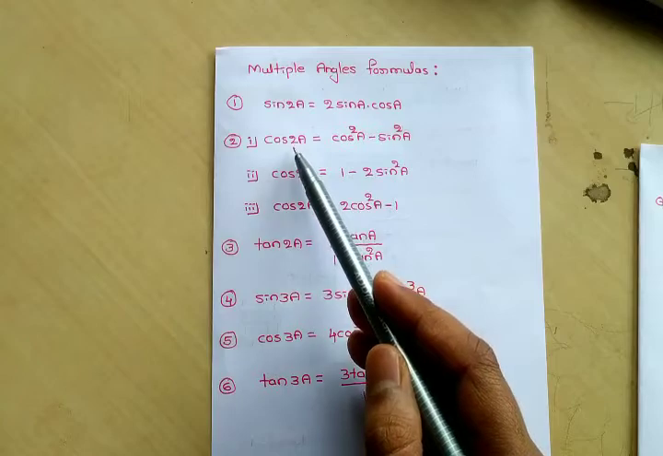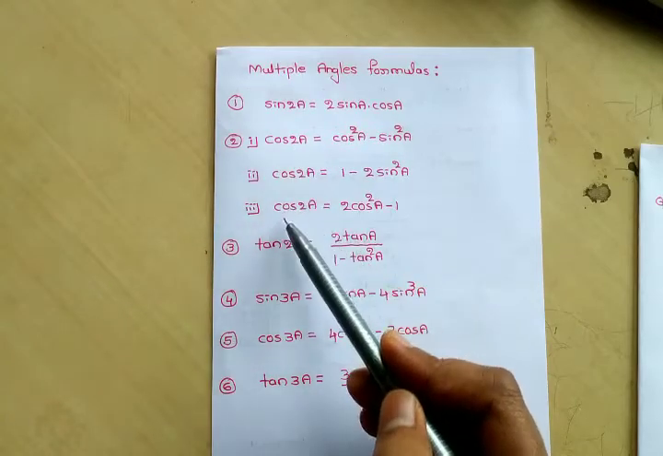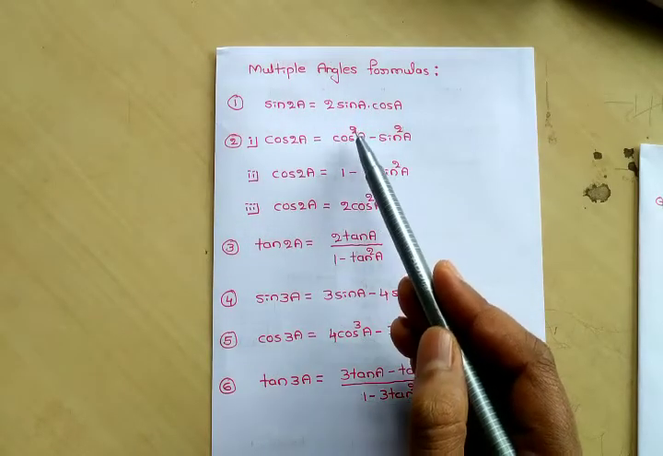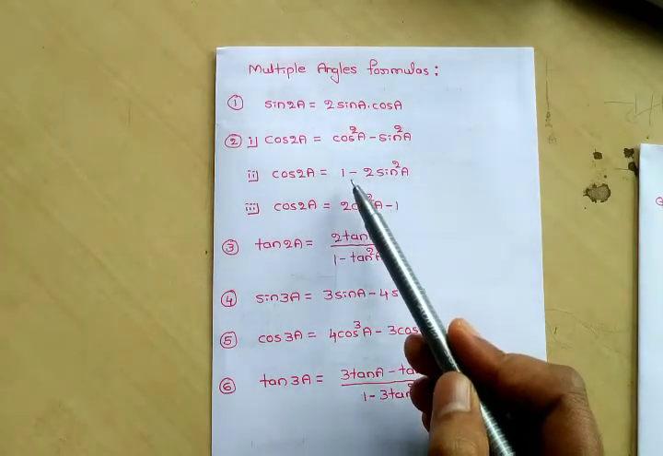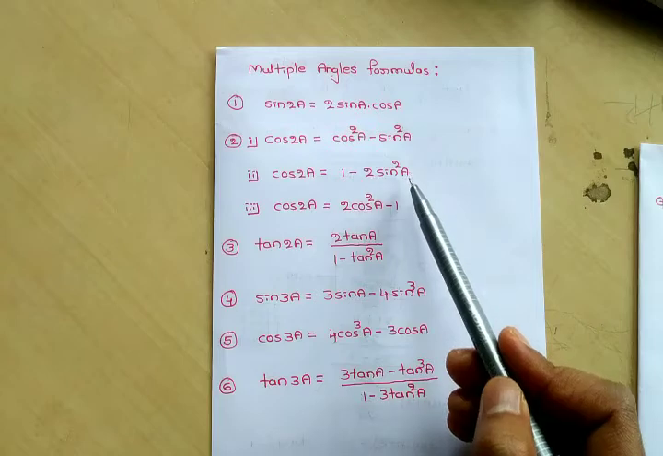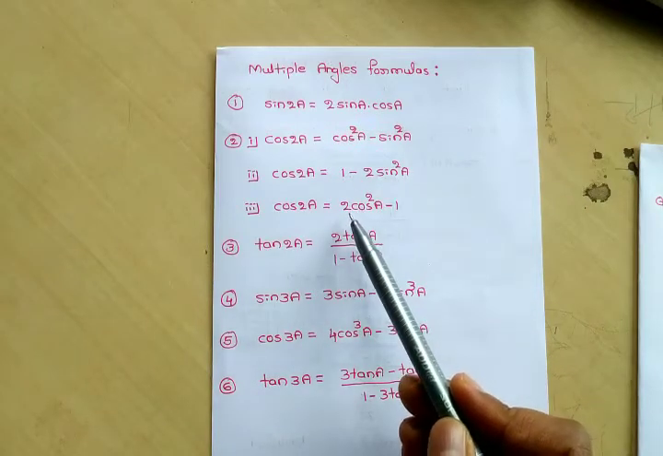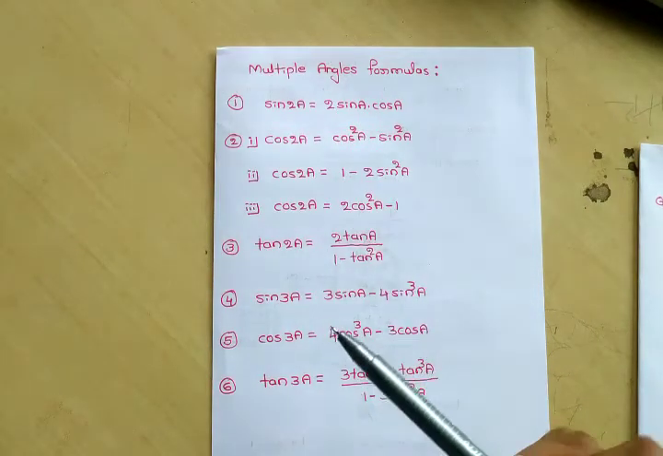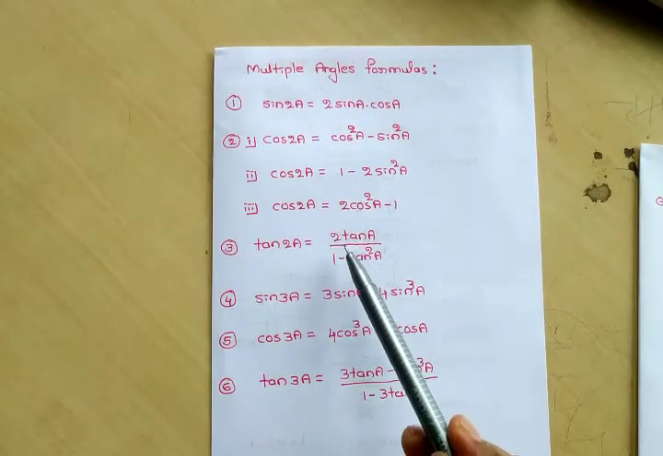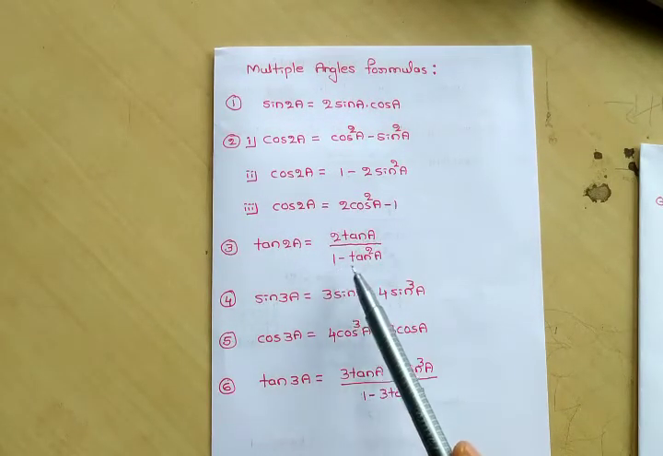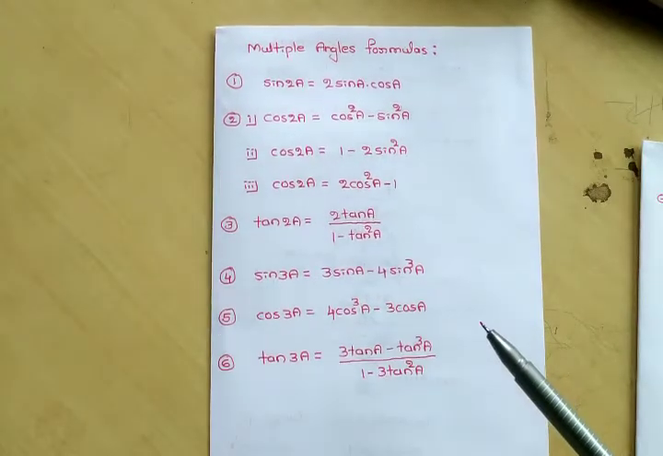Second, cos 2a. There are three cos 2a formulas. The first one is cos square a minus sin square a. Second, 1 minus 2 sin square a. And third, 2 cos square a minus 1. Next, the third one: tan 2a is equal to 2 tan a divided by 1 minus tan square a.